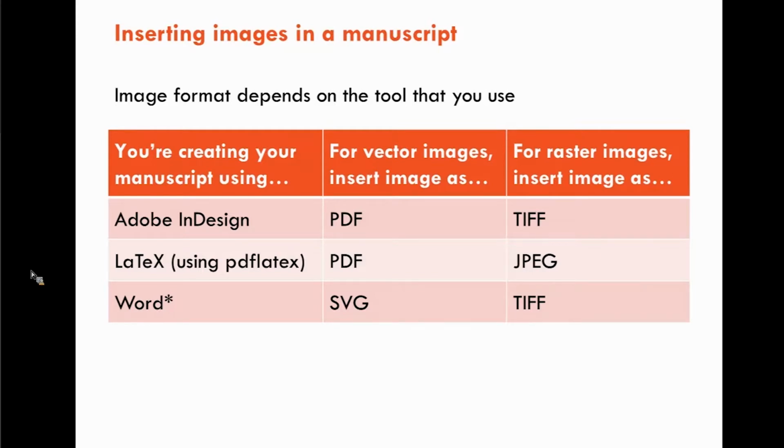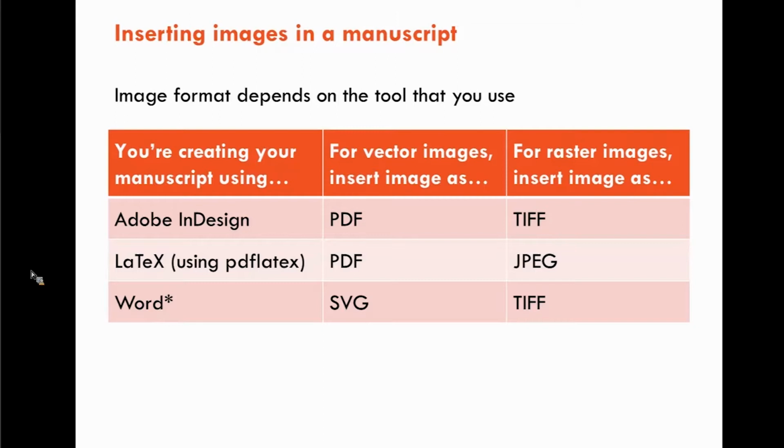If, on the other hand, you like using sort of markup languages and you're using LaTeX to put your manuscript together, then when it comes time to combine the whole thing and create the actual PDF using the command pdfLaTeX, it's happy with PDFs for vector images, but not so happy with TIFFs as rasters. So use the JPEG format there. Again, save your high resolution JPEG as the last step, and then you can use that in your manuscript when you put it together there.